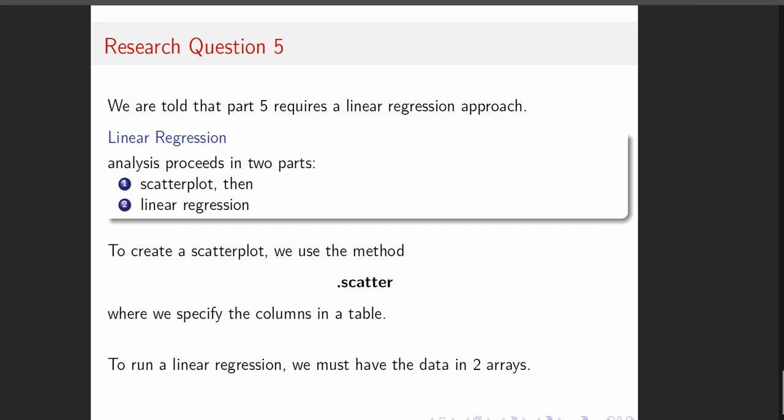And then research question 5 is a linear regression. So remember, you're going to try a scatter plot, and then you're going to do the linear regression. Remember, it's a table method, dot scatter, and we specify the column names in a table. But to run the linear regression, we have to create the data into two arrays, one for the x values and one for the y values. Okay, so that's trying to give you some help on exactly how this goes.